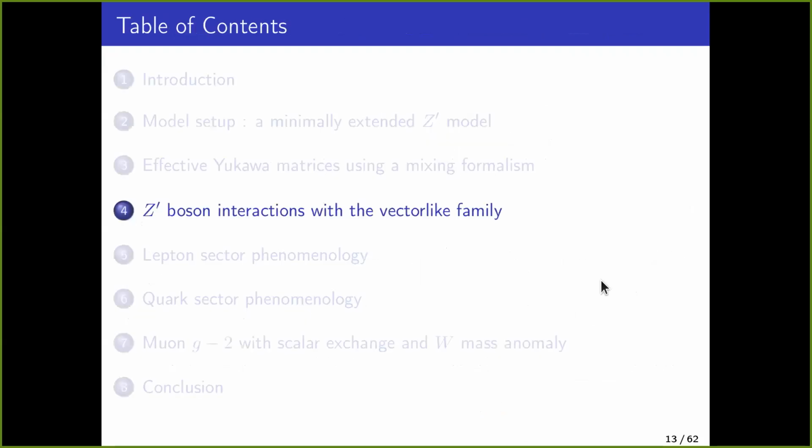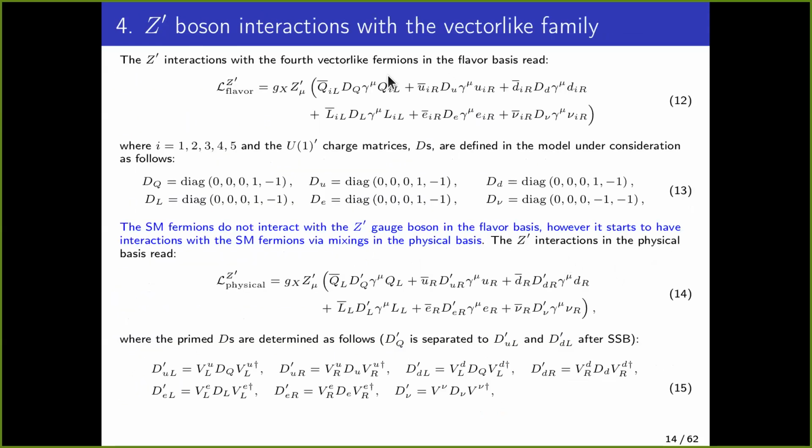Okay, so I will move to the Z-prime boson interactions with the vector-like family. Let me start. The Z-prime interactions with both vector-like fermions in the flavor basis can be written down in this way, and these are the charge assignments defined in our minimally extended Z-prime model setup.